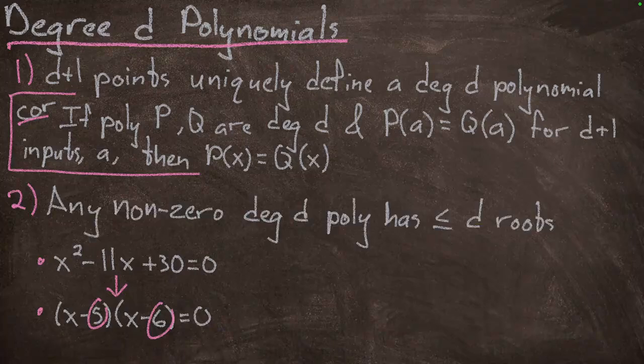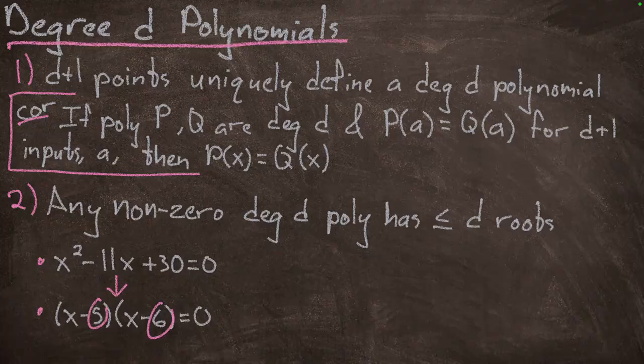And from this motivation, this is what we talked about last time too. Any non-zero degree d polynomial has at most d roots. The idea is factoring: a degree d polynomial factors into its d roots, and those are all of its roots.